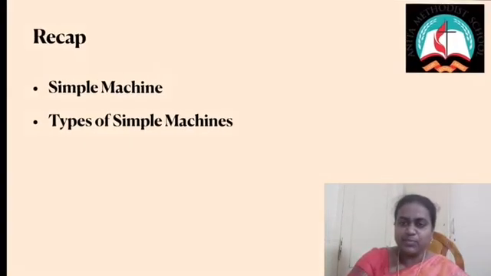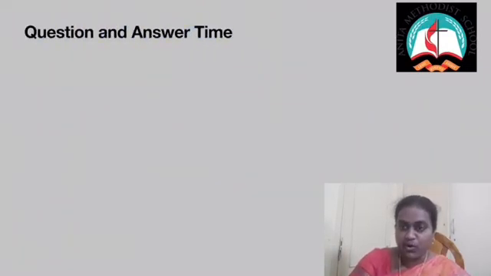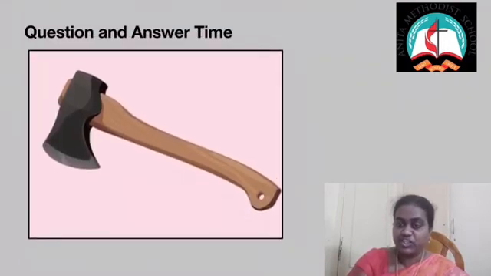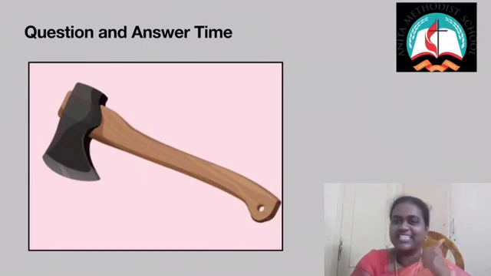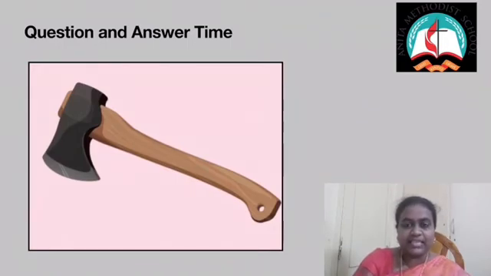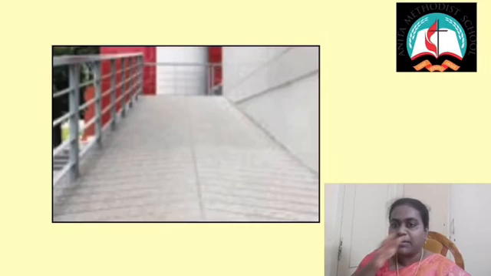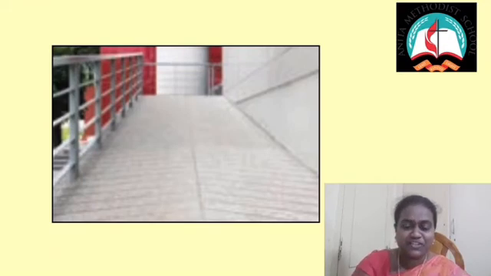Now let's move into some thinking activity. I want you to observe this picture and tell me what type of simple machine it is. First one. Think, children. It's called a wedge. Yes, you're correct. The second one. It's something like this. Slope. So what do you call it? Inclined plane. Superb, children.